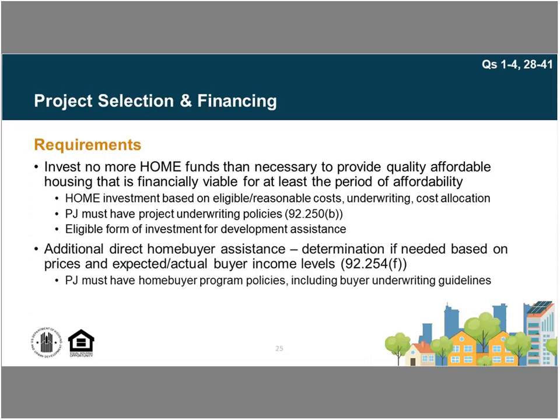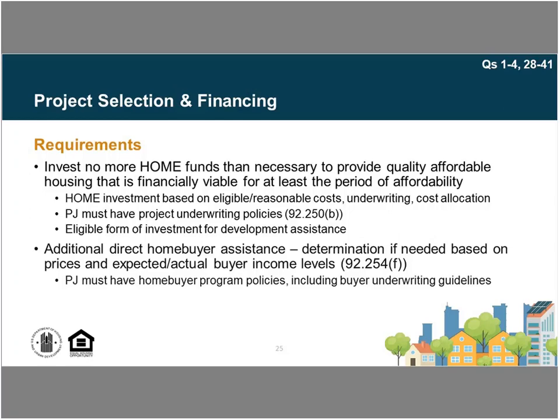We go back to this touchstone issue, which is that the rule requires us to invest no more HOME funds than are necessary to ensure that we provide quality, affordable housing that is financially viable for at least the affordability period. That's our overarching requirement, and it runs through everything I'm going to talk about in this section.